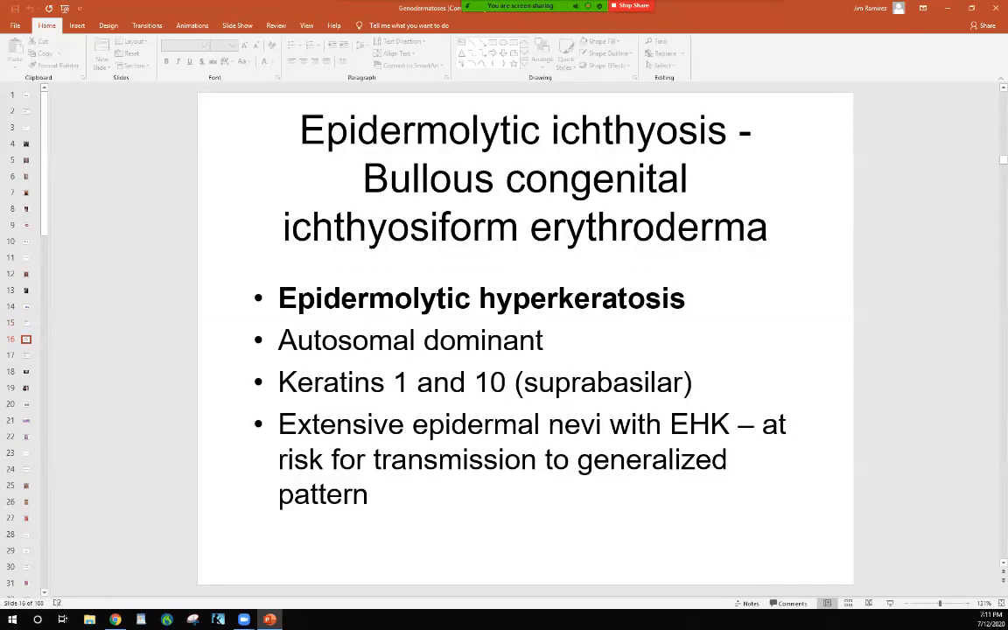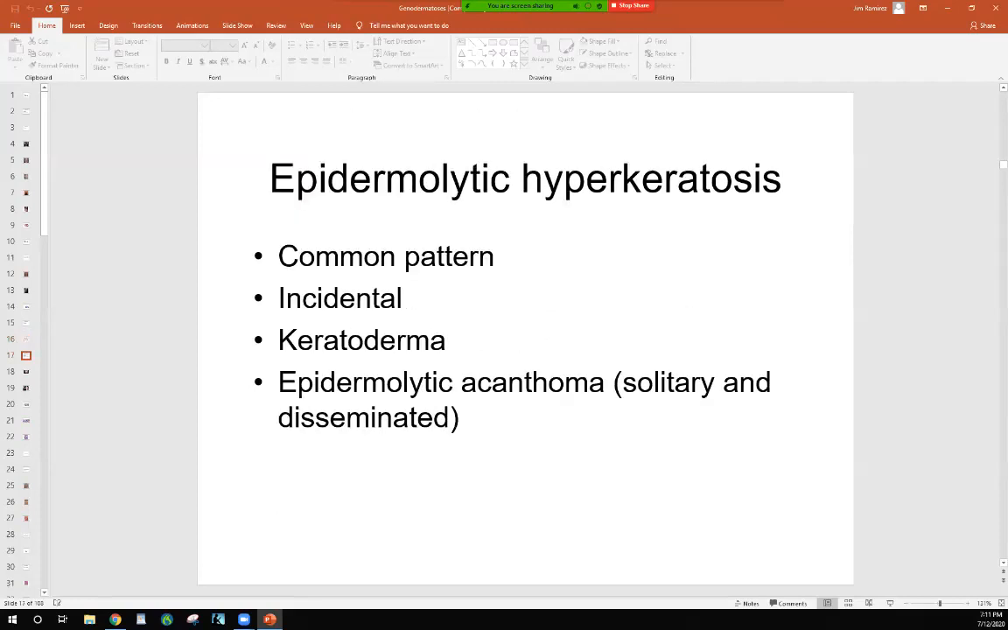So epidermolytic ichthyosis will show epidermolytic hyperkeratosis, autosomal dominant, involving keratins 1 and 10, and extensive epidermal nevi with EHK. These patients can be at risk for transmission to a generalized pattern. Okay, and this is what I was talking about. Epidermolytic hyperkeratosis is the pattern that you'll actually see under the microscope for these conditions. So the most important thing when you're on your dermpath rotation, just be able to recognize this pattern, because then you can correlate it with the clinical scenario and get your diagnosis.